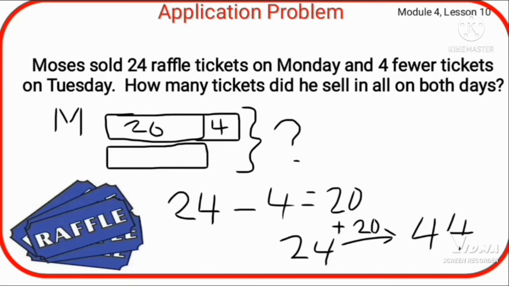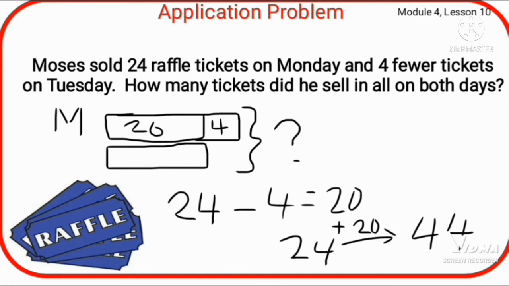Let us first look at this application problem. Moses sold 24 raffle tickets on Monday and 4 fewer tickets on Tuesday. How many tickets did he sell in all on both days? This question demands that we first know how many he sold on Tuesday. On Monday, we were told that he sold 24 raffle tickets. But on Tuesday, he sold 4 fewer than 24. And what is 4 fewer than 24?